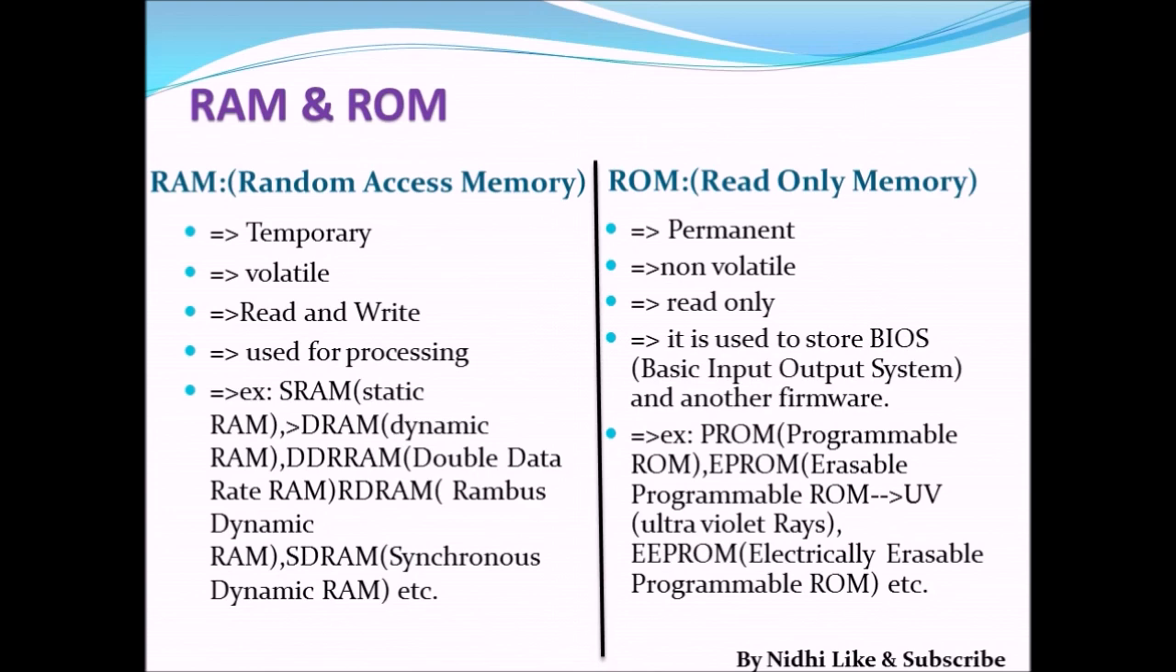Whatever work we will do, it comes to the random access memory. Okay, so it is temporary, volatile in nature. Volatile means if power cuts off, then we will not get that data if we have not saved it. Okay, it is used for read and write purposes. And similarly, ROM, it is permanent memory.